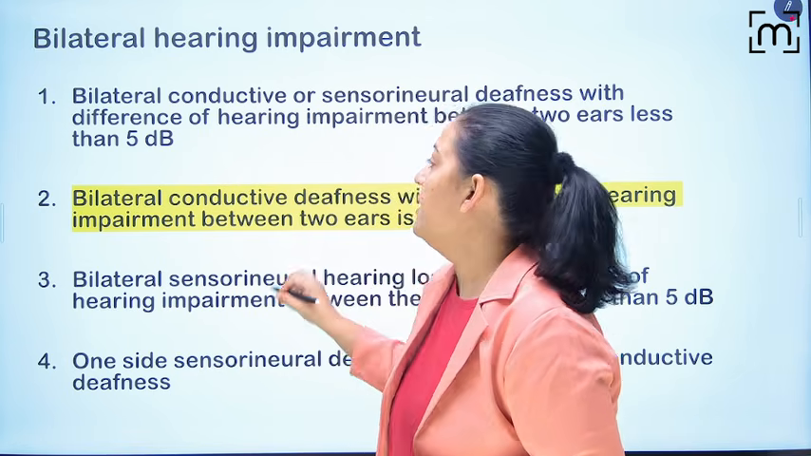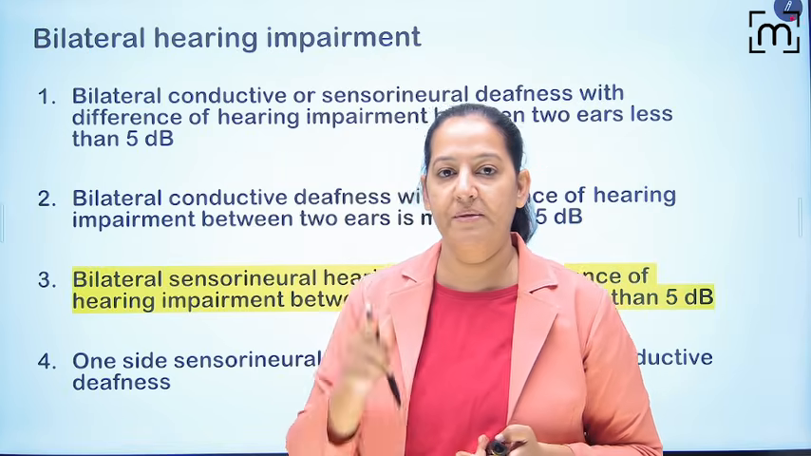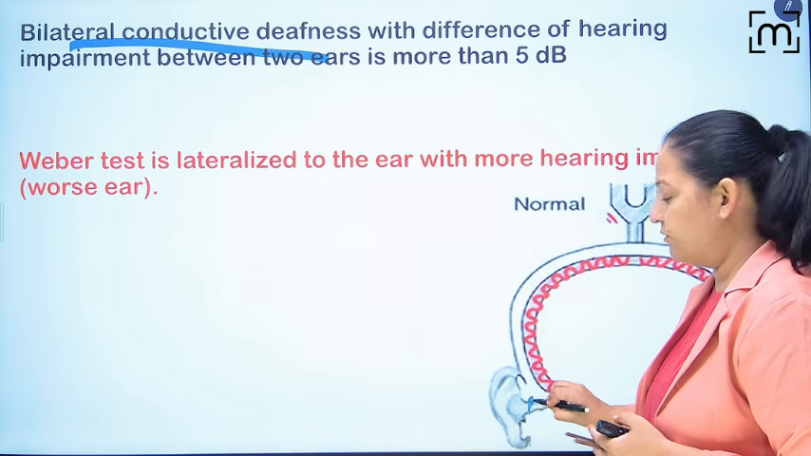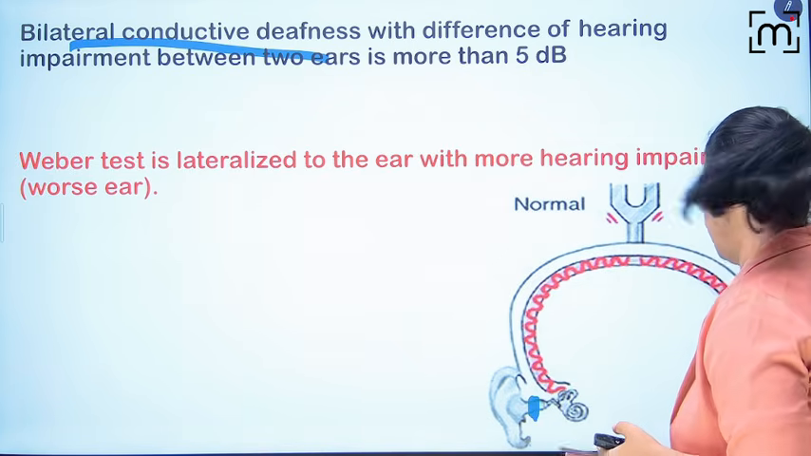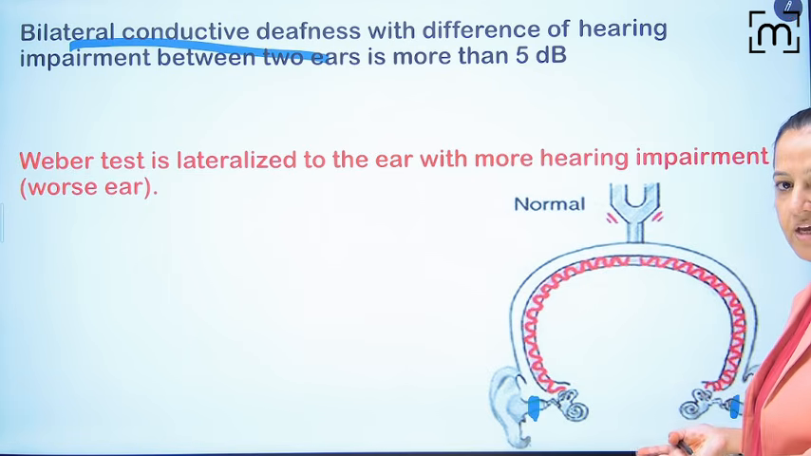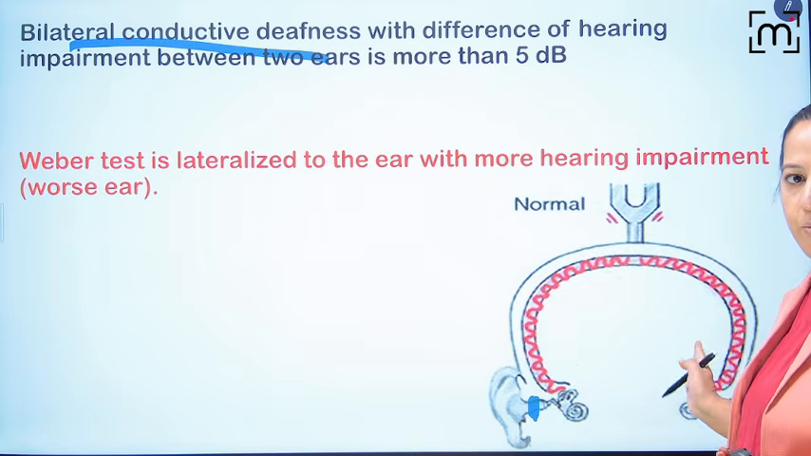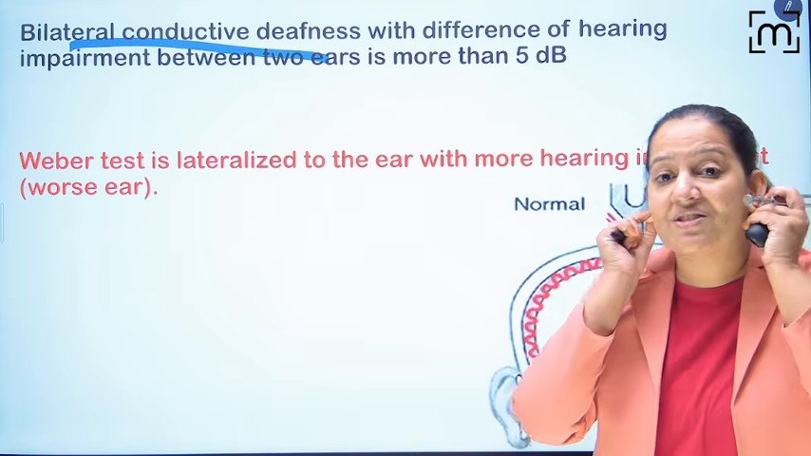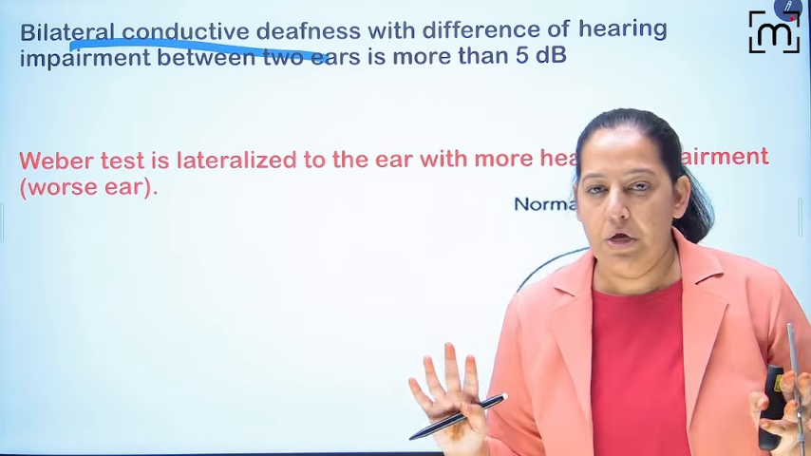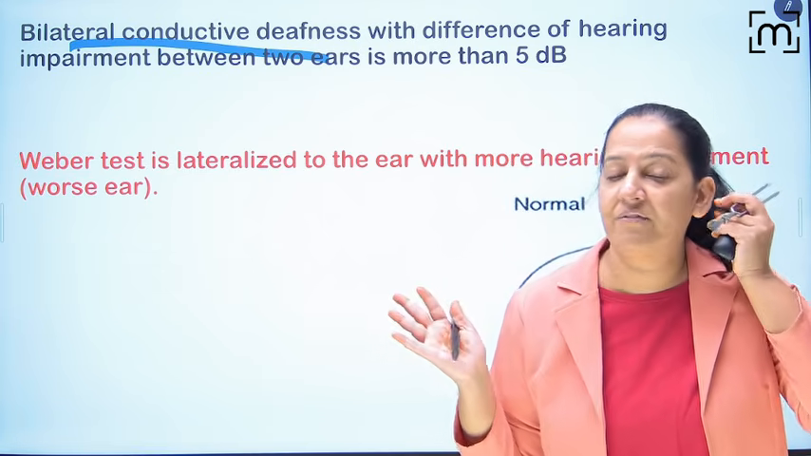Take second scenario, bilateral conductive deafness. You use your common sense. What is happening in bilateral conductive deafness? Now see the 2 ears. Here also wax, I'm drawing wax. Here also wax. But the difference between the conductive is more than 5. What happens now? So one is the better ear, one is the poor ear. It is not that both have just equal deafness. One is having 20 decibel, one is having 100 decibel. I mean, the difference is much higher. So I will call 20 decibel deafness the better ear, and 100 decibel deafness the poor ear.